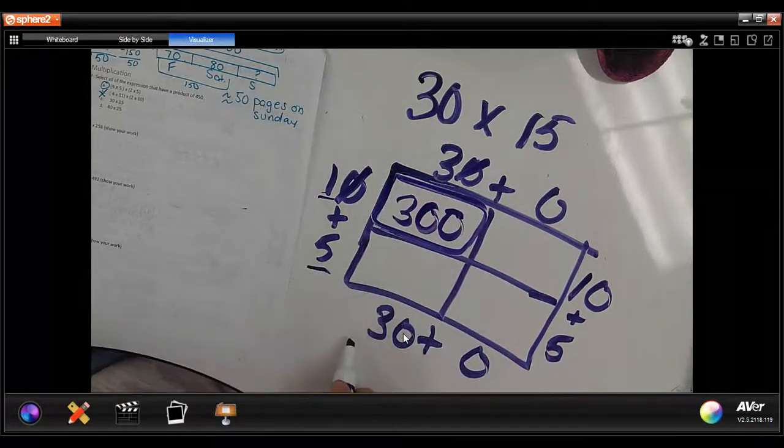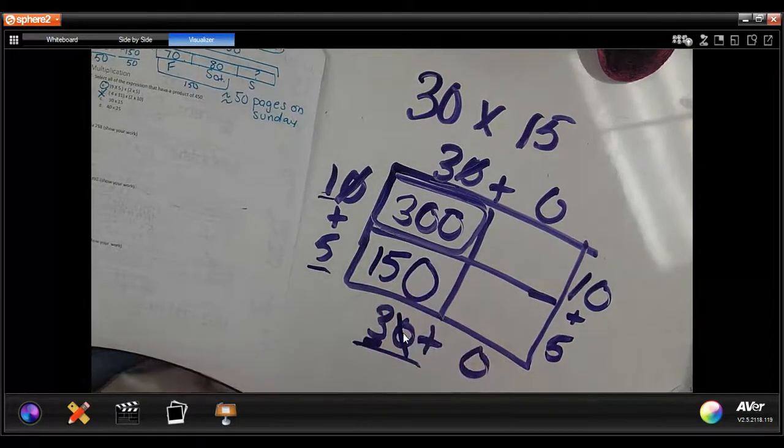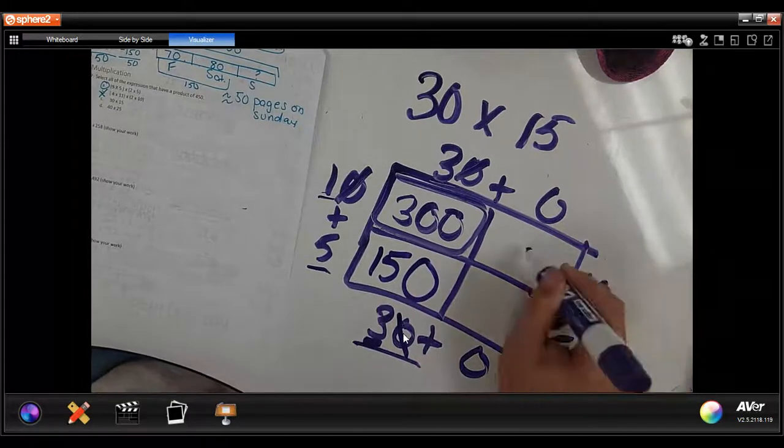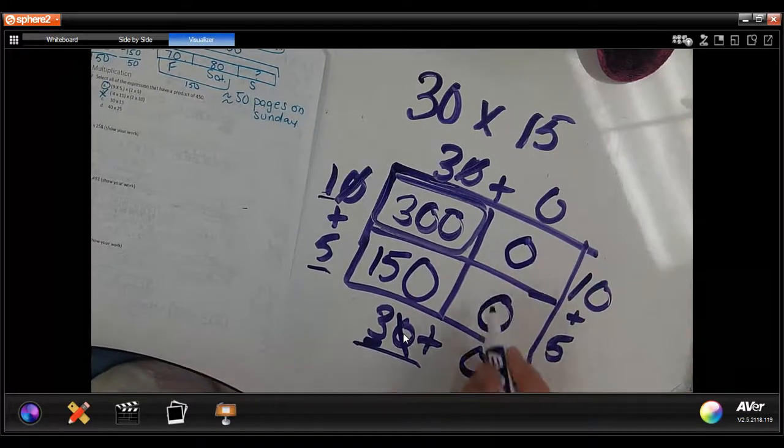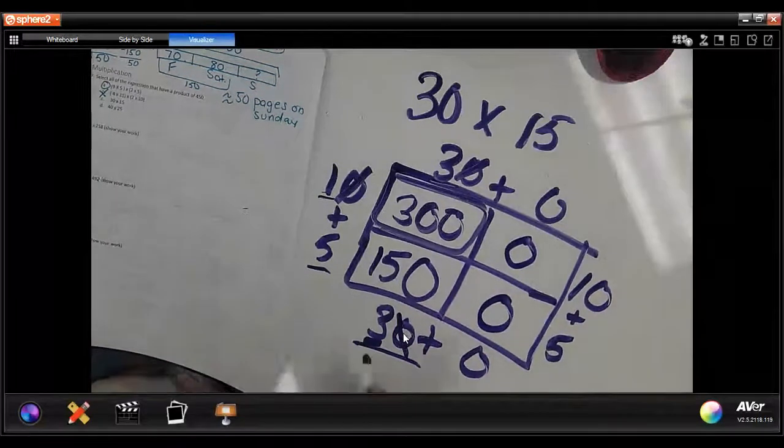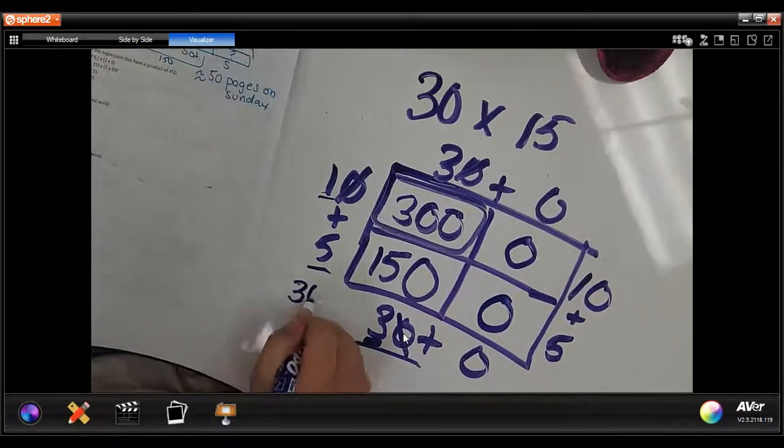Next, I'm doing 5 times 30, but I'm going to start with 5 times 3, which is 15. 1 zero. That one would be 150. 0 times 10 is 0. 0 times 5 is 0. So now I'm going to add up 300 plus 150. Add it up right here.